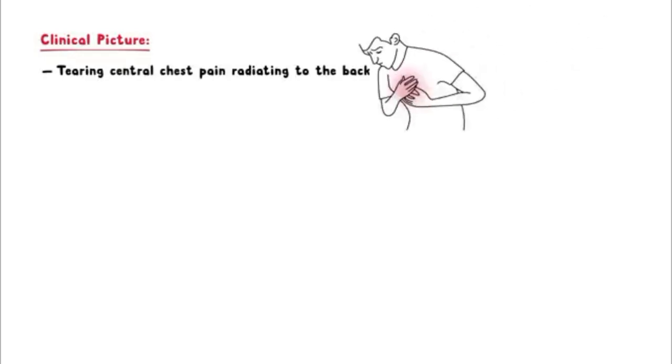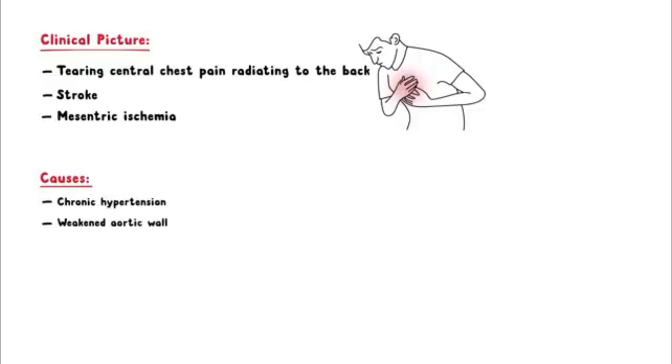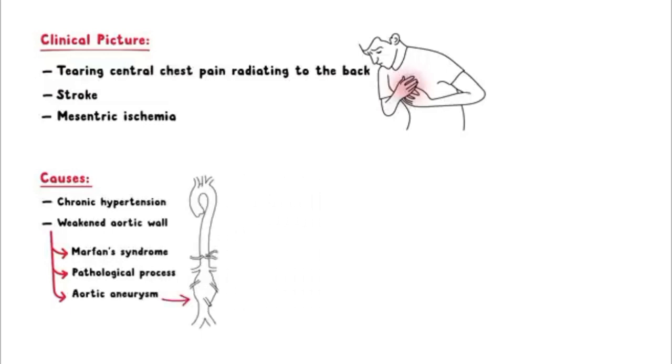Patients with an aortic dissection will classically present with a tearing chest pain, which radiates through to the back. Other symptoms arise due to decreased blood supply to other organs, such as stroke or mesenteric ischemia. Other causes of aortic dissections include chronic hypertension. A weakened aortic wall can be due to Marfan syndrome, or an aortic aneurysm, which we will talk about next.